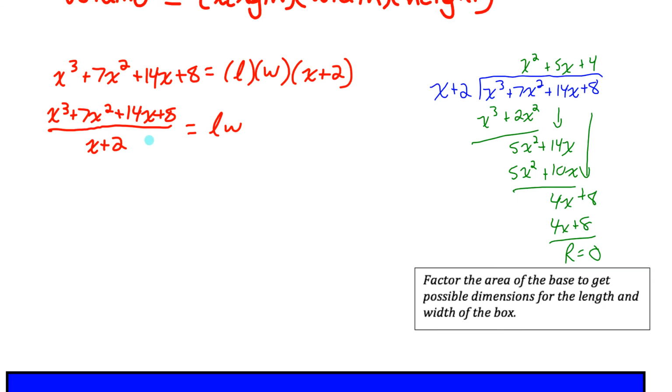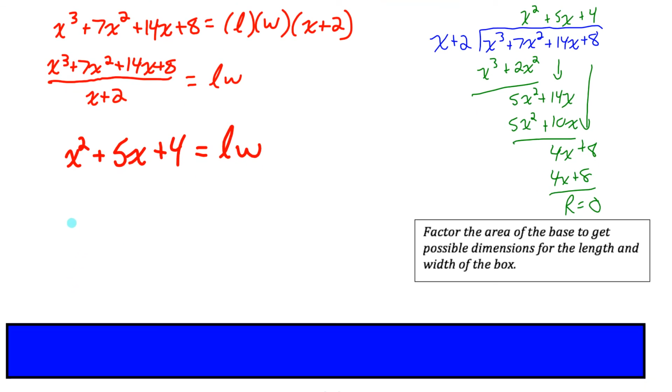So now I can replace this: the x cubed plus 7x squared plus 14x plus 8 divided by x plus 2 is equal to the quotient plus the remainder over the divisor. But there is no remainder, so it's just equal to the quotient. It's equal to x squared plus 5x plus 4. So I can replace this quotient with x squared plus 5x plus 4. That's what the length times the width is equal to.